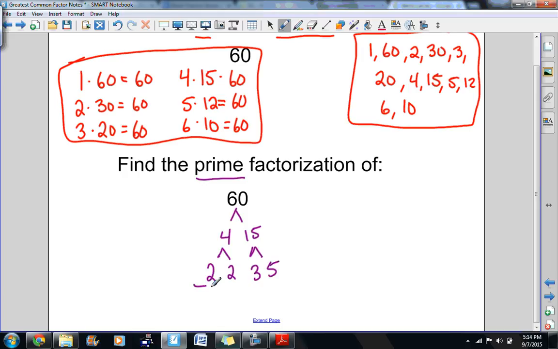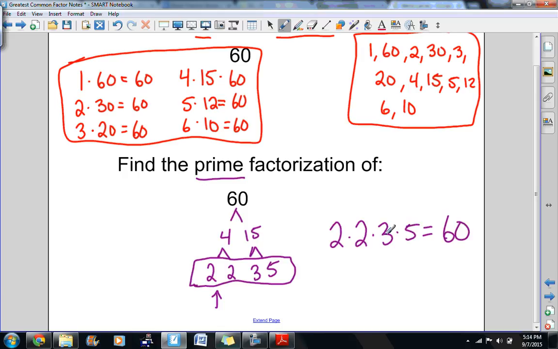What this means is if I took these numbers here at the bottom and I multiplied them all together, 2 times 2 times 3 times 5, I should get my target number of 60, and all of these numbers are now prime. So my answer for this bottom one has to be written as a mathematical sentence, or an equation, which is this: 2 times 2 times 3 times 5 is equal to 60, and that is our prime factorization.